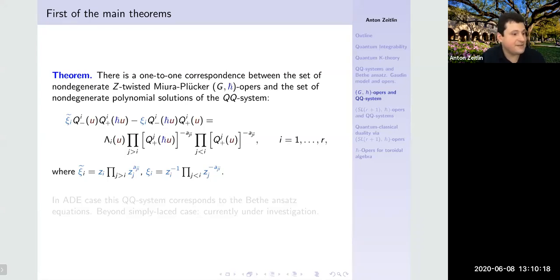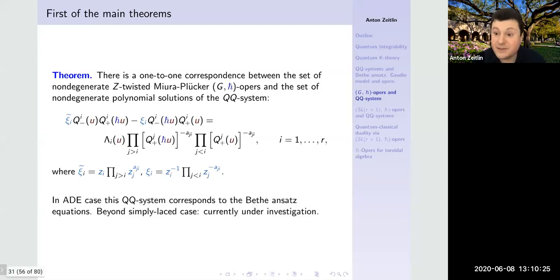Nevertheless, let's discuss this QQ system, because I promised a discussion about it. In the ADE case, this QQ system corresponds to Bethe ansatz, which we know and love. This is exactly the Bethe ansatz equations for G. Now, what happens in a non-simply laced case? Currently it's under investigation. Originally it was thought that it corresponds to the twisted affine algebra. But now there is some new data, and if Edward wants, he can discuss it later, maybe in the discussion session. But in the ADE case, it indeed corresponds to the Bethe ansatz equations. So there is a one-to-one correspondence of this QQ system to Bethe ansatz equations.